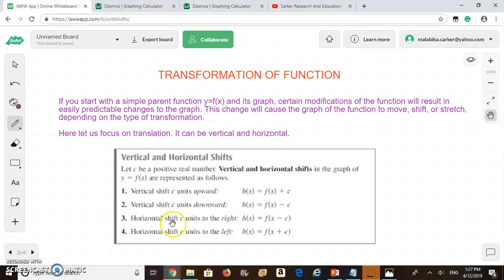Now if it is a horizontal shift, it can be to the right. If it is c units to the right, we are subtracting c from this original x. If it is a horizontal shift of c units to the left, we are adding c within the x.